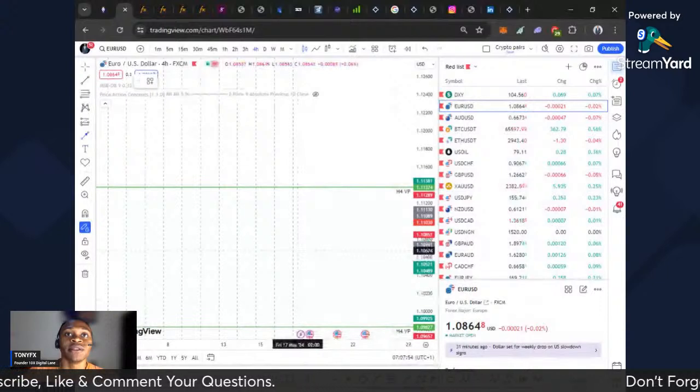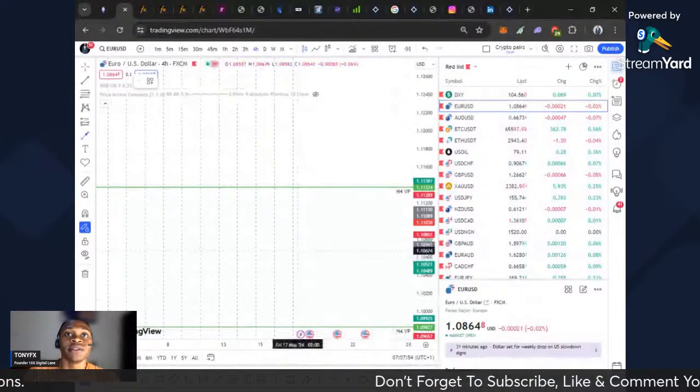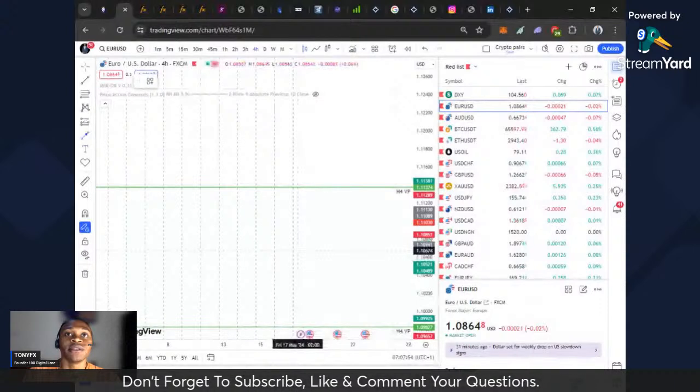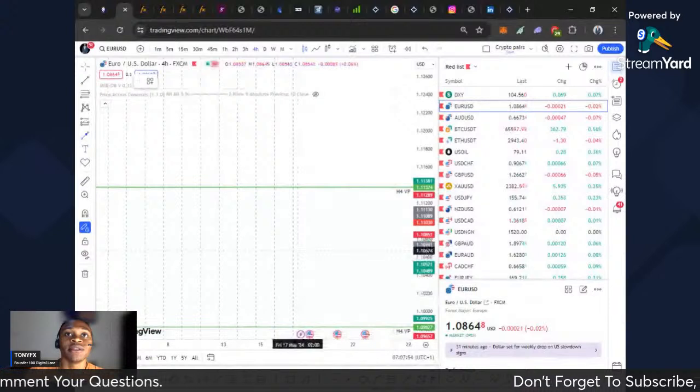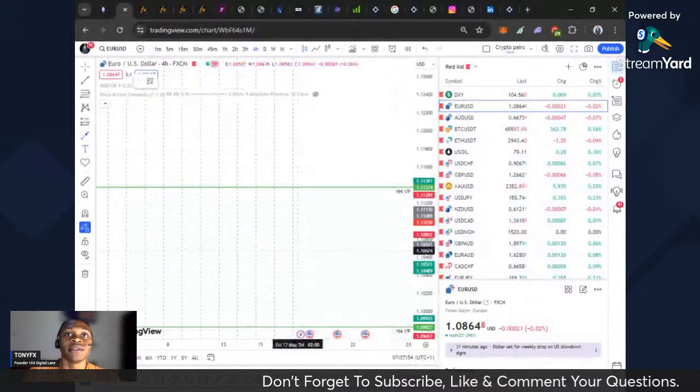So the London session mainly has a time factor attached to it, based on wherever you are in the world. It has a time factor attached to it. Let me bring out the time factor.